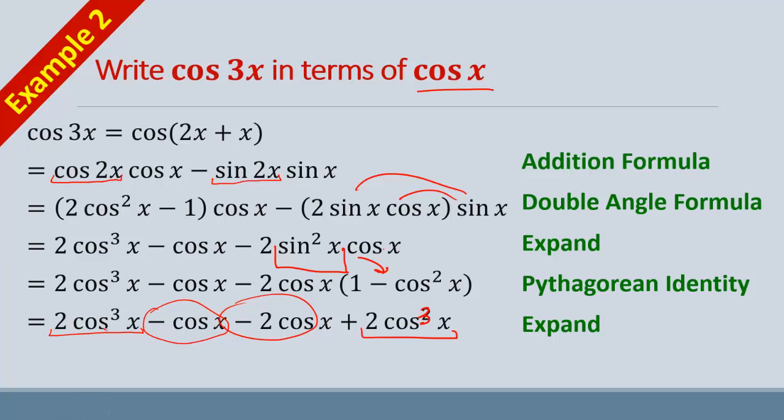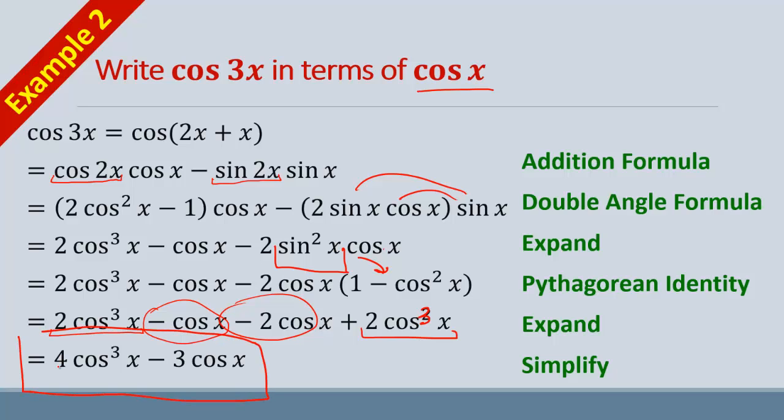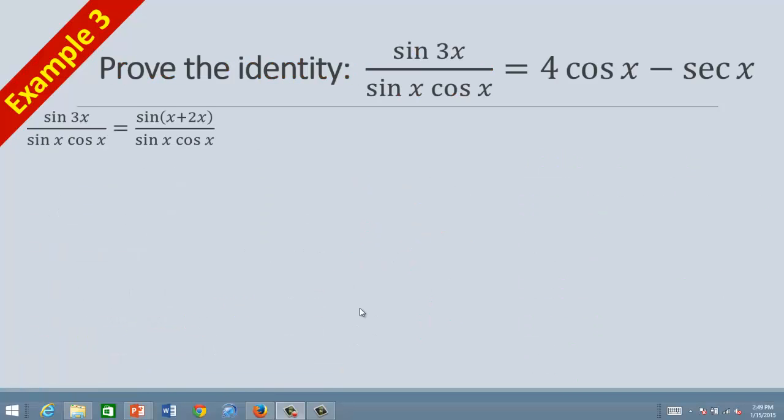So I've got 2 cosine cubed x minus cosine x minus 2 cosine x plus 2 cosine cubed x. So now all I have to do is simplify, combine like terms to get my answer. 4 cosine cubed x minus 3 cosine x.